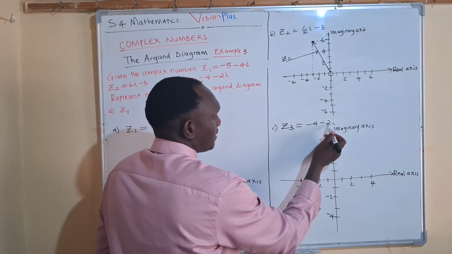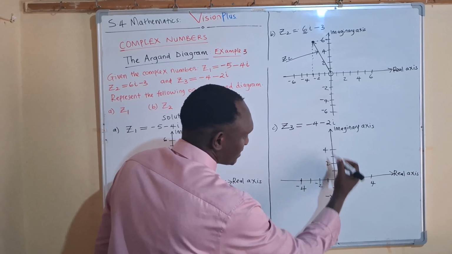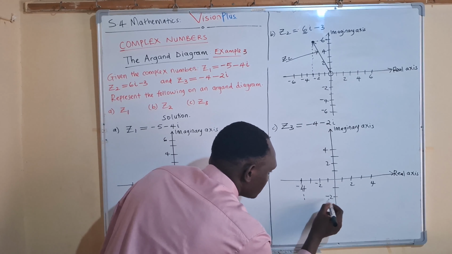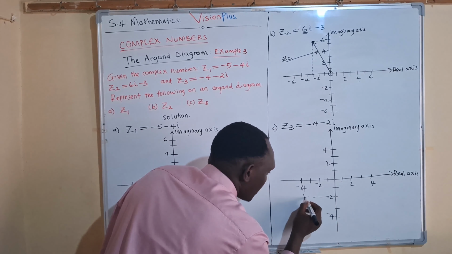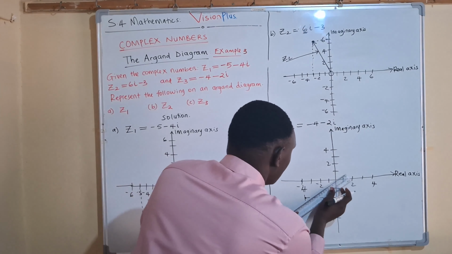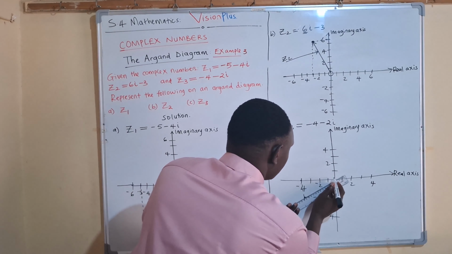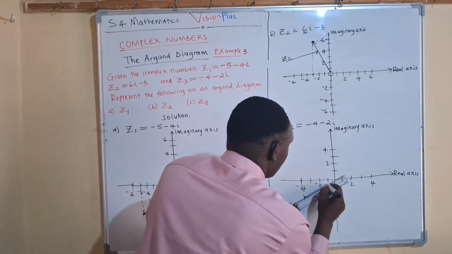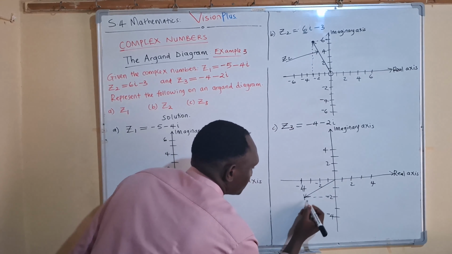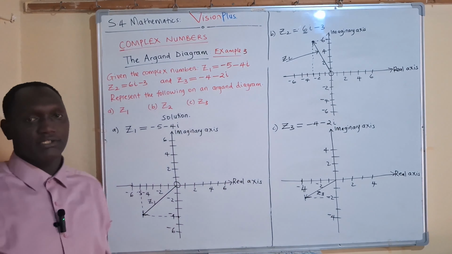And then for the imaginary part, we also have negative 2. So you come down on the vertical axis, look for negative 2, which is here. Then you look for where they're going to meet. This is where they are meeting. After getting where they are meeting, then you pass a straight line joining the origin to that point. Like that. And then you put an arrow on top. Then you say, this is my Z3. And that is the solution.